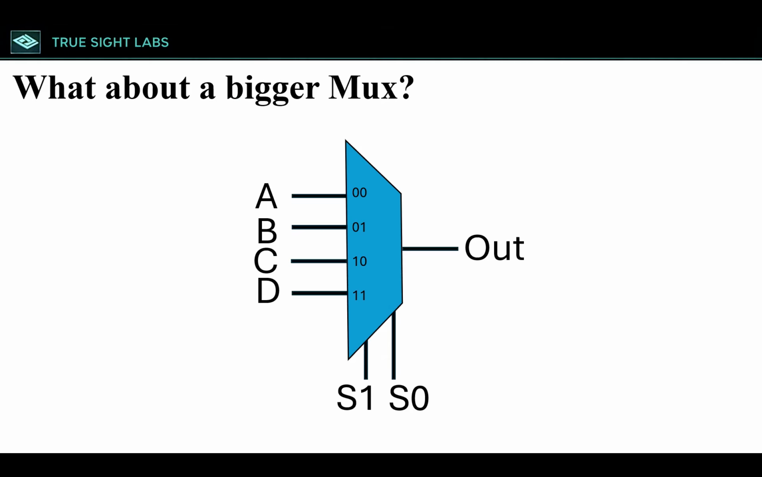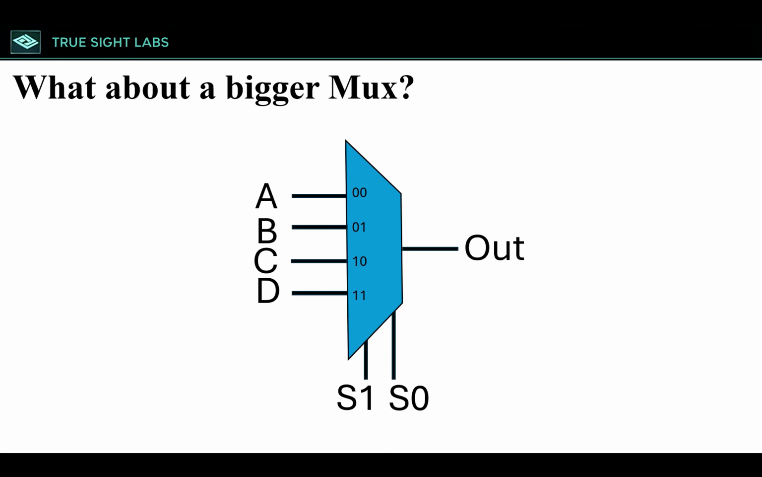So what about a bigger MUX? What you're seeing here is a 4-to-1 MUX. It behaves the same way as a 2-to-1 MUX, it just has more inputs, and it uses 2 select lines instead of 1. The inputs are A, B, C, and D, and the select lines are S1 and S0.